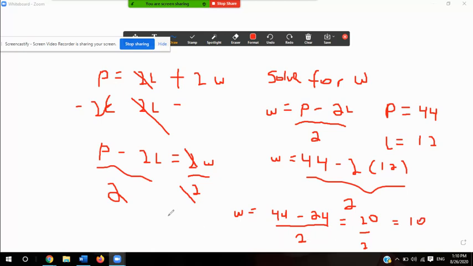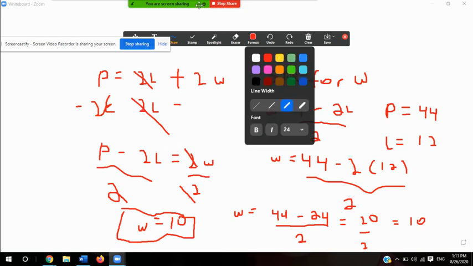So in the corner right here, W equals 10. W equals 10, and this is, of course, the answer to the second part of the problem. I know it looks kind of smushed together. I'm sorry for that.